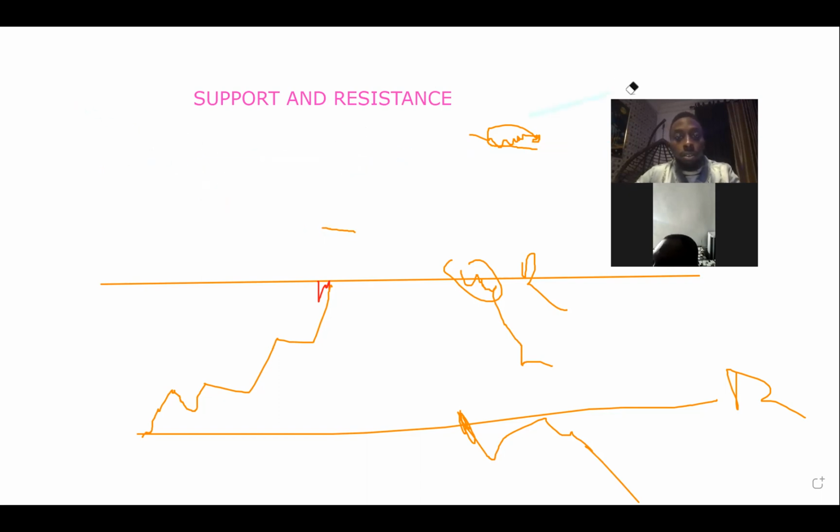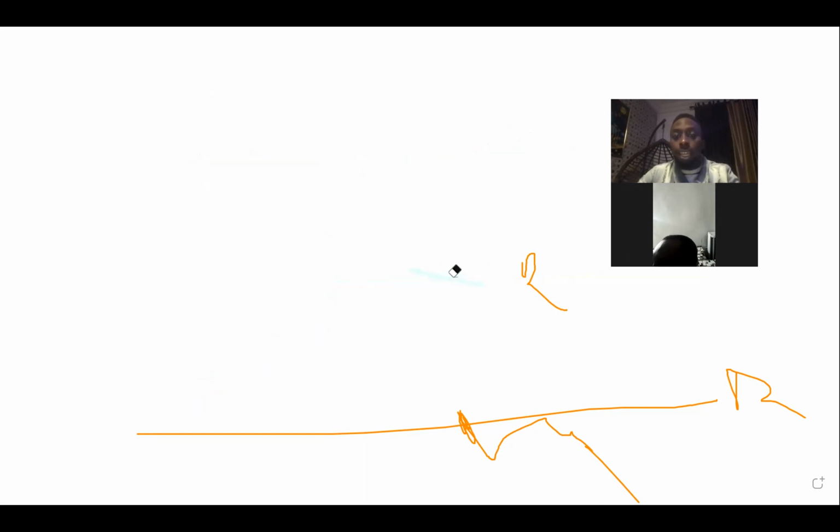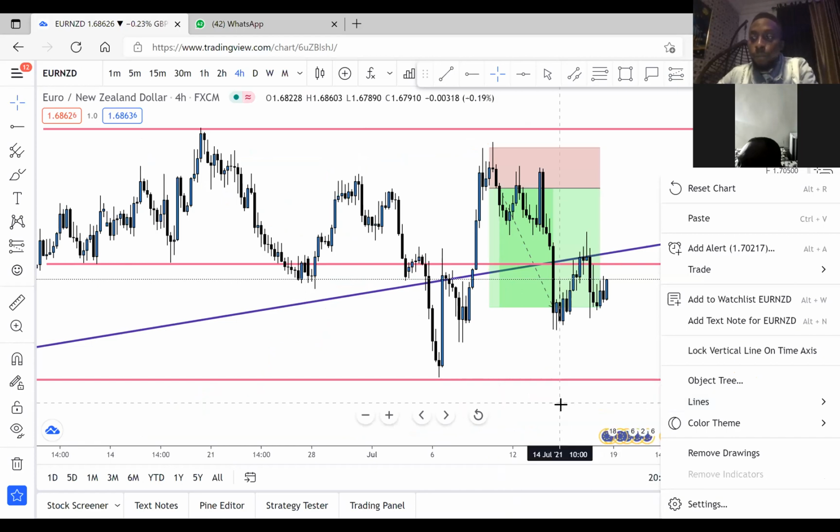So what we are talking about here is that these are zones whereby you are looking for an opportunity to take a buy. Now, let me give you some clarity. Let me take you to a live chart, for example. Can you see my screen? Okay, I can see now.